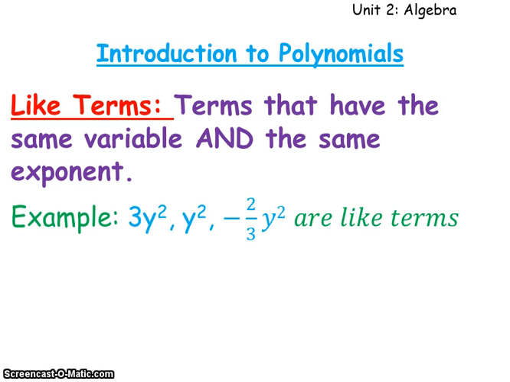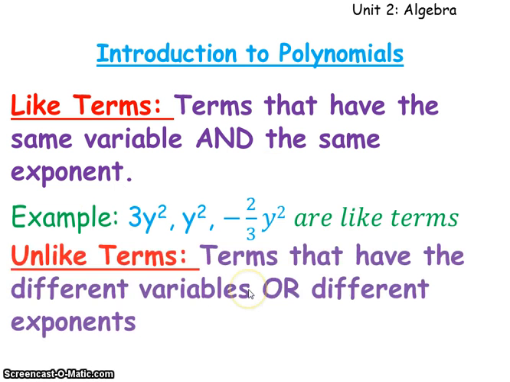Like terms and unlike terms. Like terms are terms that have the same variable and the same exponent. For example, we get a list of variables here. 3y squared, so we have a y squared and another y squared. So they're all like terms, okay? Because they have the same variable and same exponent. They're all to the power of 2.